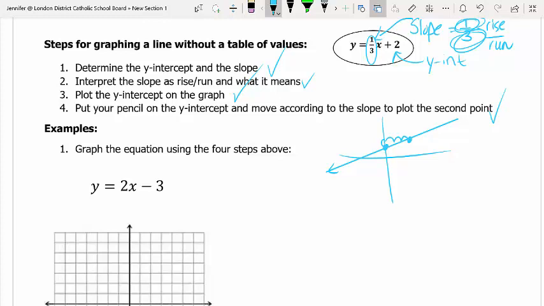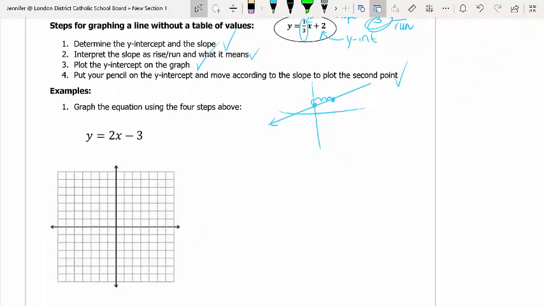Okay, so that was just quick. Let me actually get into some true examples with proper graphs. Example 1, graph the equation using the 4 steps above. Step 1 is determine the y-intercept and the slope. Here's the slope, and remember slope is denoted by the variable m. And here's the y-intercept, which is denoted by the variable b.